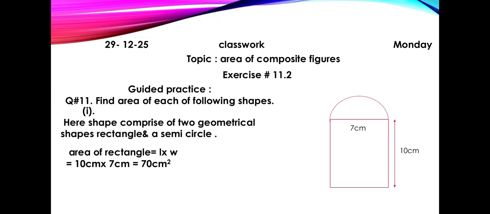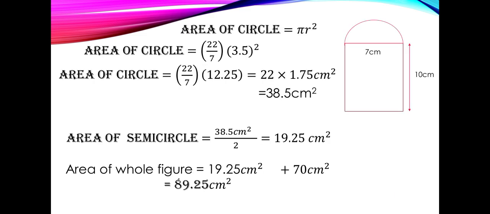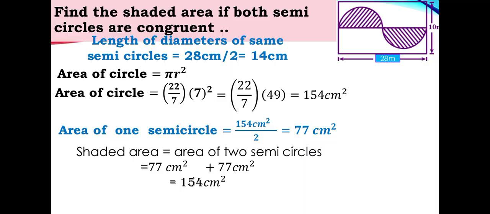Then we find the area of each of the following shapes. The shape comprises two geometrical shapes, a rectangle and a semicircle. The area of the rectangle is equal to length times width, so you simply multiply 10 with 7 and get 70 centimeter square. Area of circle is equal to pi r square, so 22 over 7 multiplied by 3.5 square, 12.25, and then 22 multiplied by 1.75, so 38.5 centimeter square. So the area of the semicircle is 38.5 divided by 2, so 19.25 centimeter square. Area of the whole figure is 19.25 plus 70, then 89.25 centimeter square is the answer.